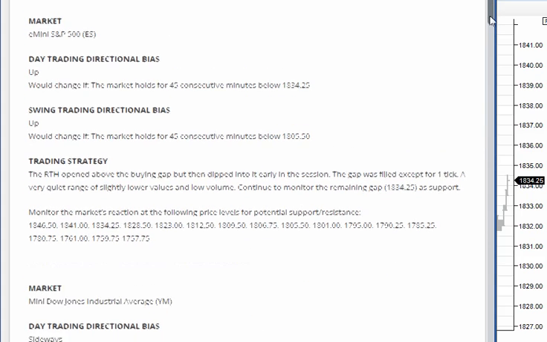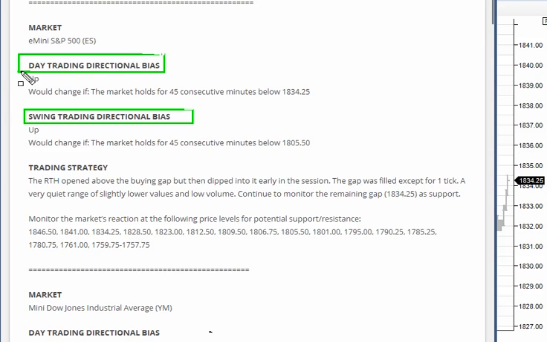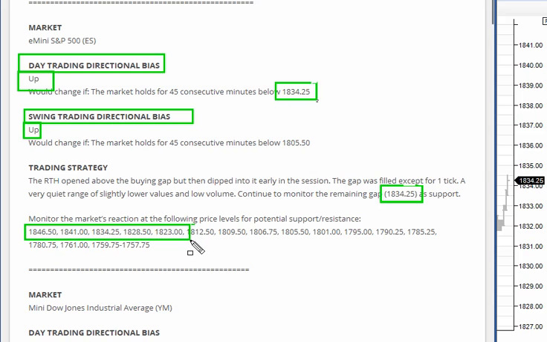And when we talk about bigger picture bias, we look at the bigger picture bias both from a day trading perspective and also a swing trading perspective. And heading into the day, the bias is up for both of those. And this day trading bias would switch if we had spent a good amount of time below 1834.25, which we had at the end of the day. So we really wanted to monitor that 1834.25 level and also some of these other key levels that happen to be near the market.